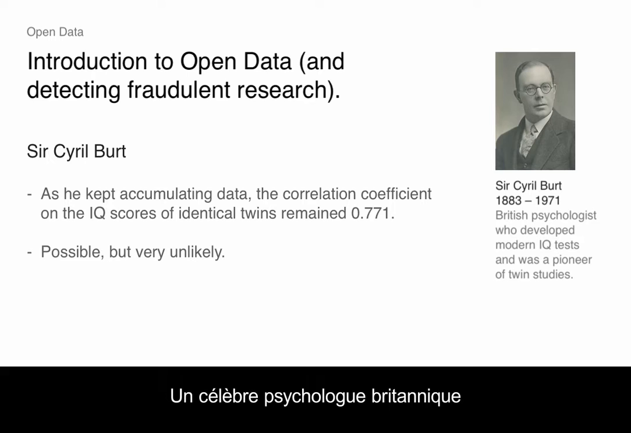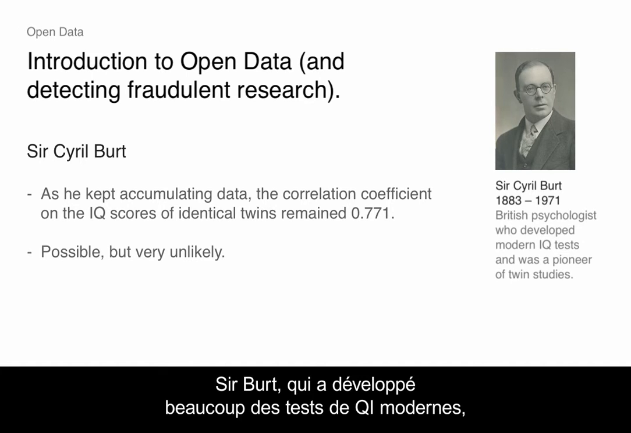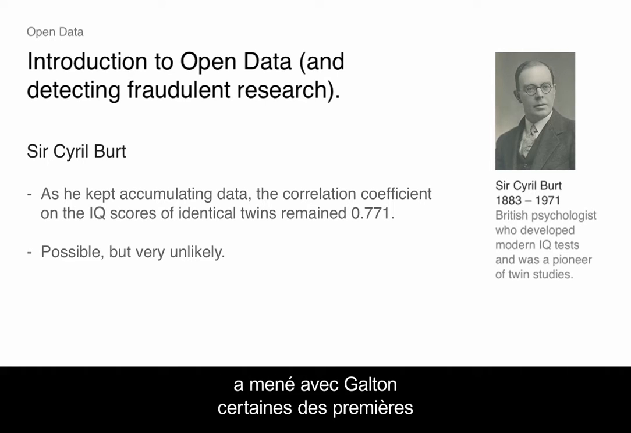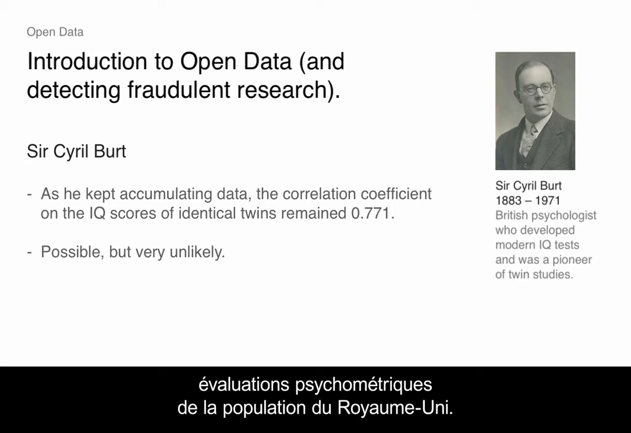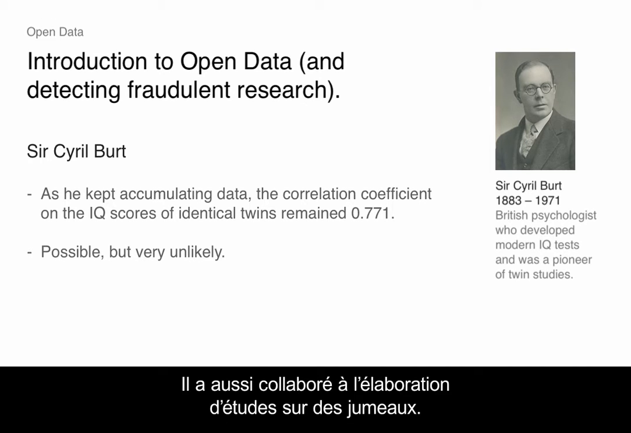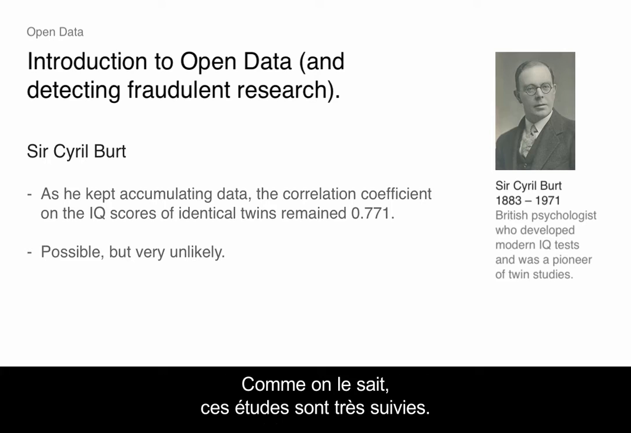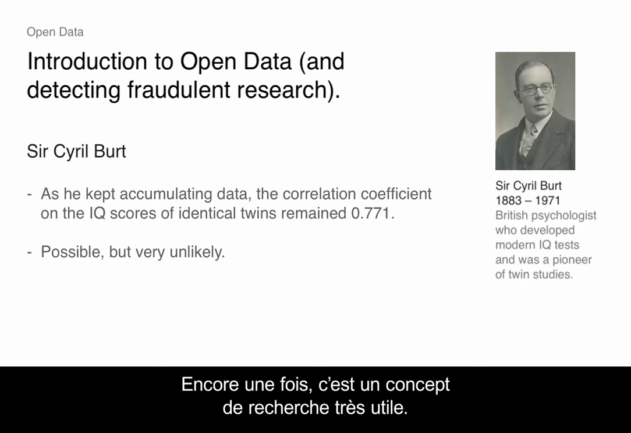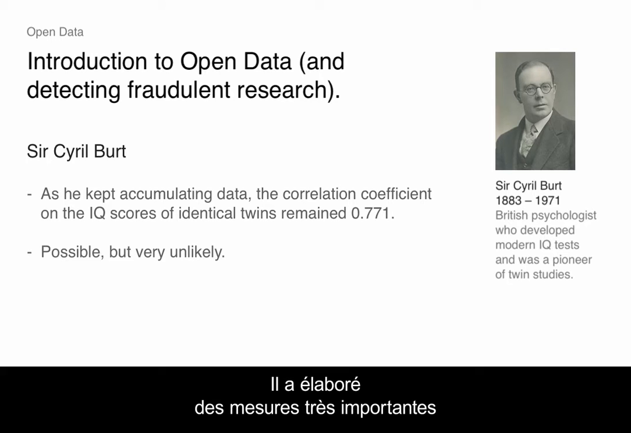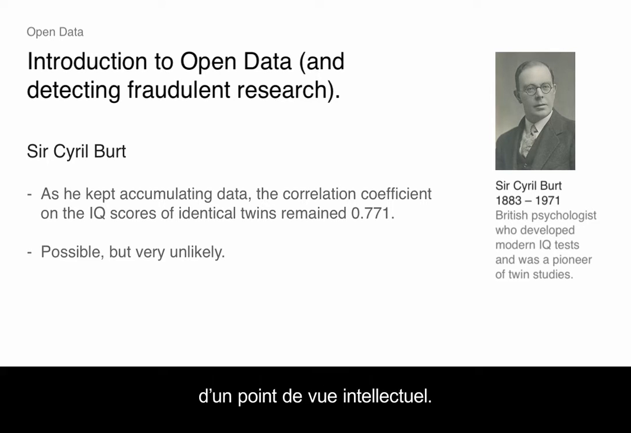There's a very famous British psychologist of the last century, Sir Bert, who developed a lot of modern IQ tests, who carried out, together with Galton, some early psychometric assessments of the UK population, and who was also one of the people who came up with twin studies of identical twins to try to separate out nature and nurture. And as we all know, there have been tons of follow-on studies. And again, it's a really useful research design. He came up with really important measures.